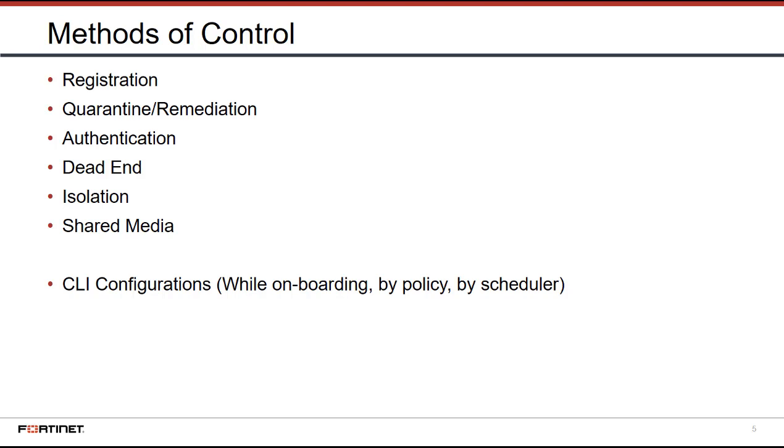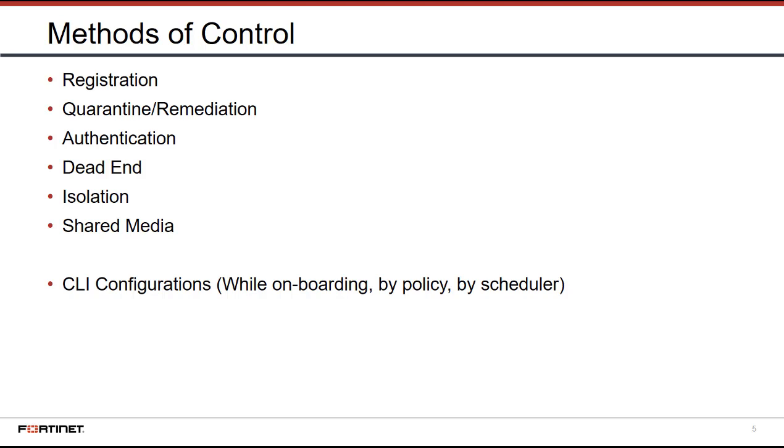We can use these CLI configurations to perform a lot of different functions based upon the capabilities of the switch, for example, that the host is connecting by. So we'll talk about the CLI configurations. These can be leveraged while a host is onboarding, say an unknown or rogue host is isolated. They can be leveraged via a policy, which we'll talk about later, and they can also be run as a scheduled task. So these are all our methods of control.